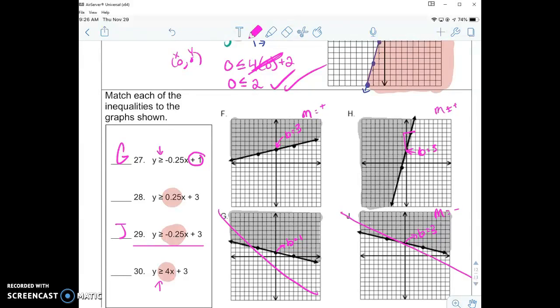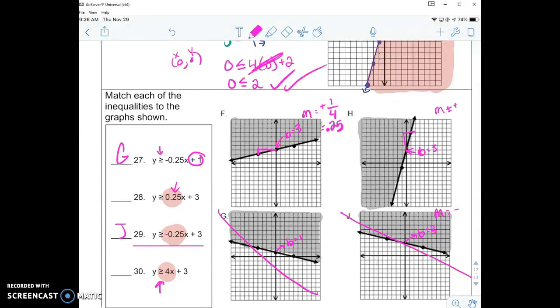Okay, lastly, let's count the slope for our two remaining graphs. For F, from one point to the next, I'm going up 1 and over 4. Notice my slopes are in decimals, not in fractions. If I use my calculator and do 1 divided by 4, I get that my slope is 0.25.